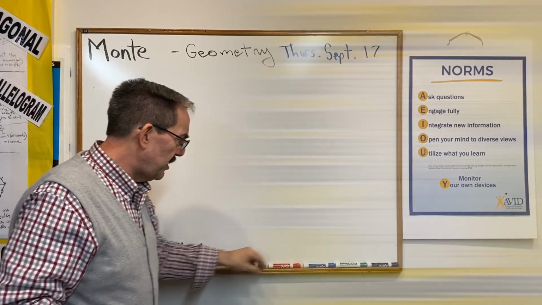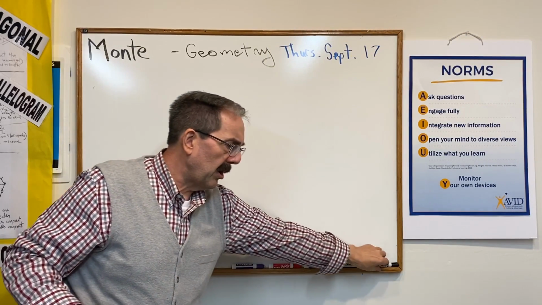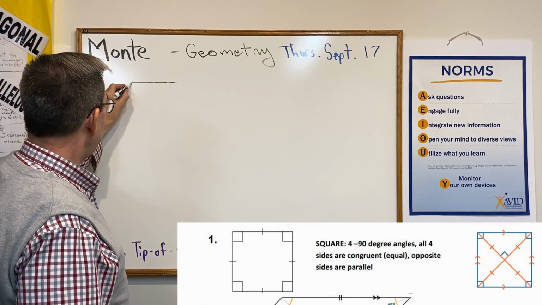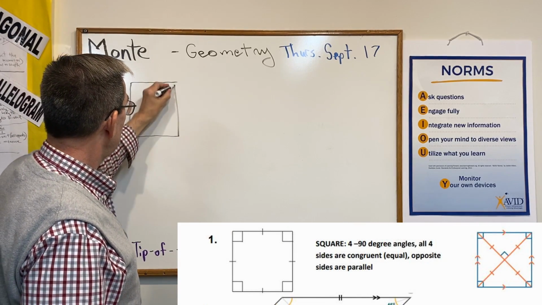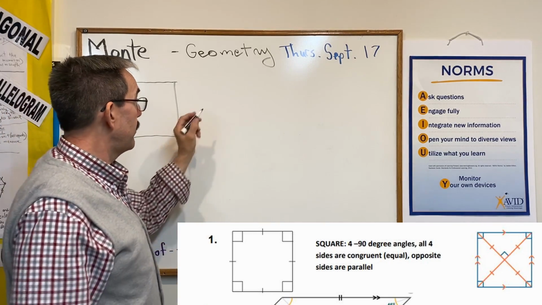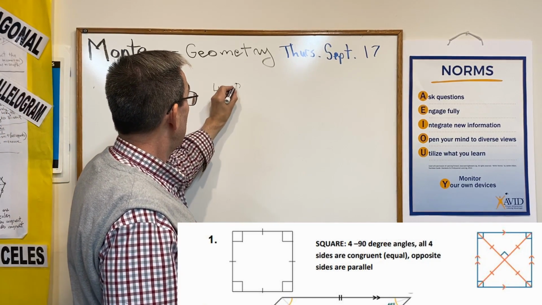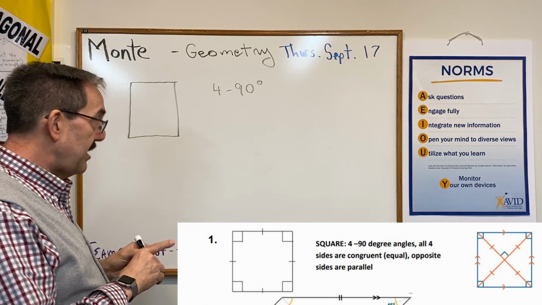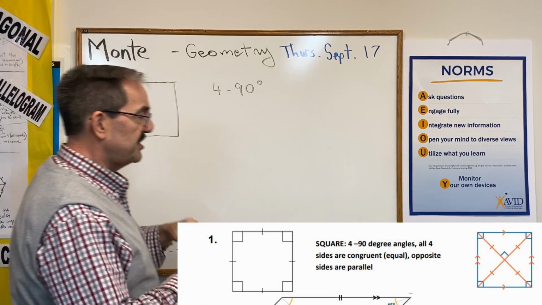The very first thing we talked about today is a square. What makes a square a square? So I asked everybody to draw a square, and then what makes a square a square? Okay, here we go. 4 90-degree angles. A 90-degree angle is this symbol right here.